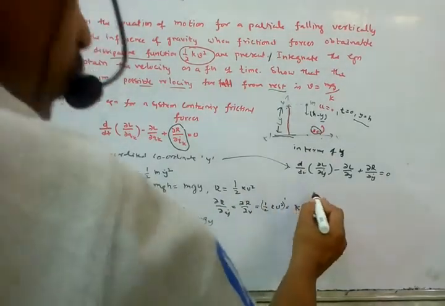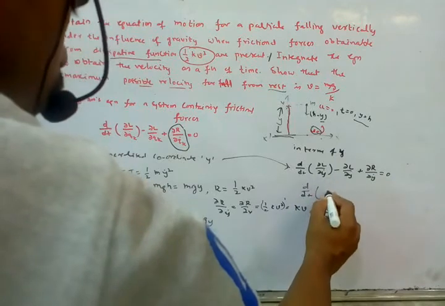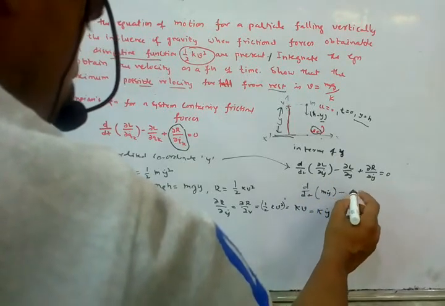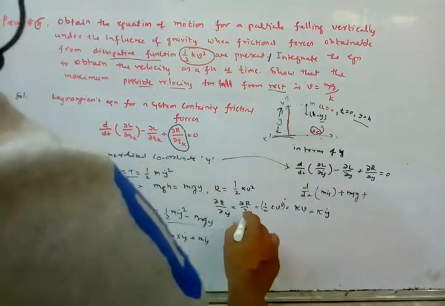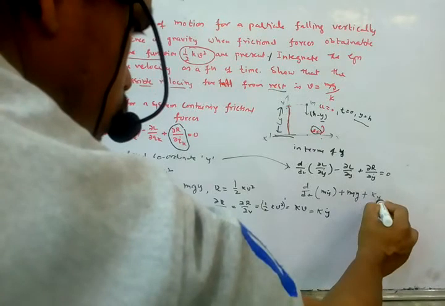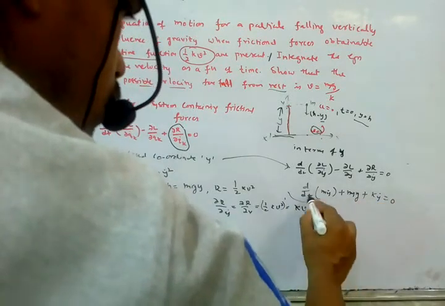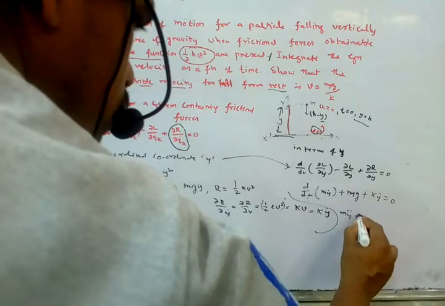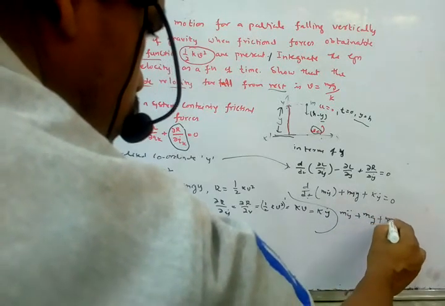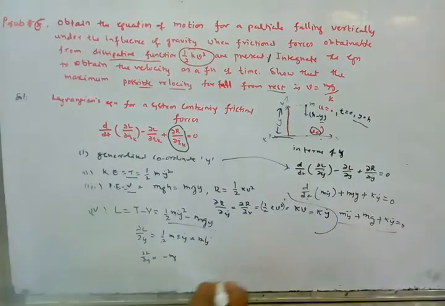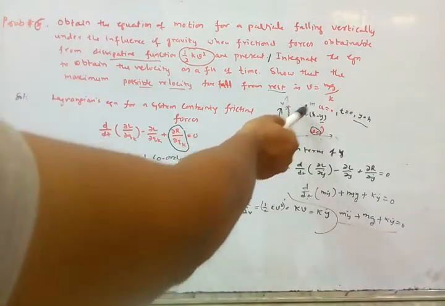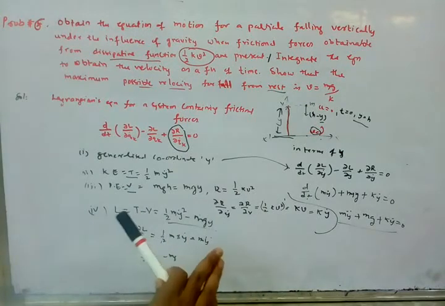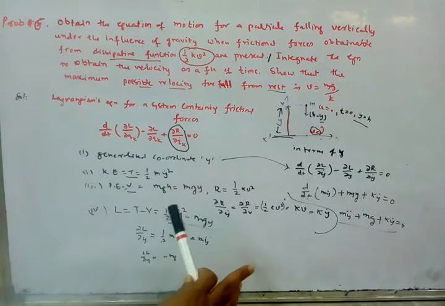Then substituting, d/dt of dou L by dou y dot, that is m y double dot, minus dou L by dou y, that is plus mg, plus dou R by dou y dot, which we already have as k y dot, equals 0. So finally m y double dot plus mg plus k y dot equals 0. This is the Lagrangian equation of motion for the particle falling from y. So this is the first part of the question we complete.